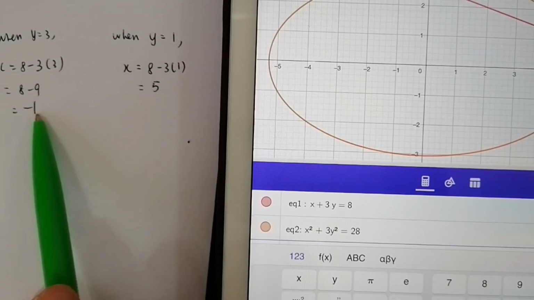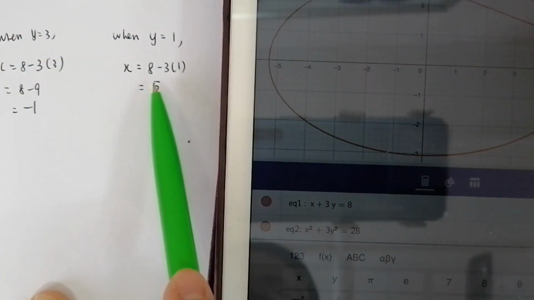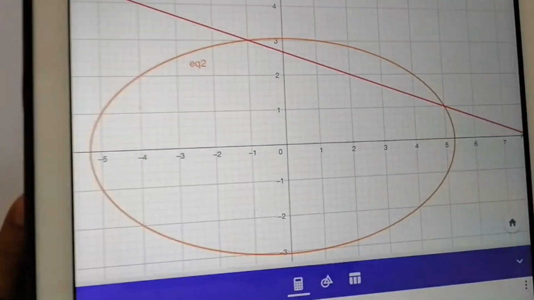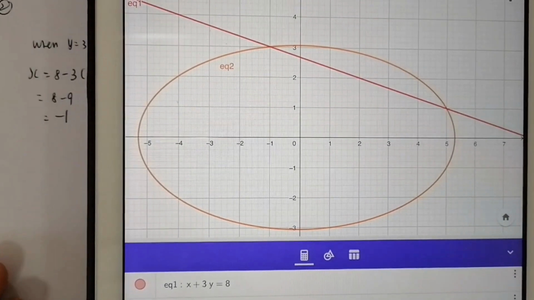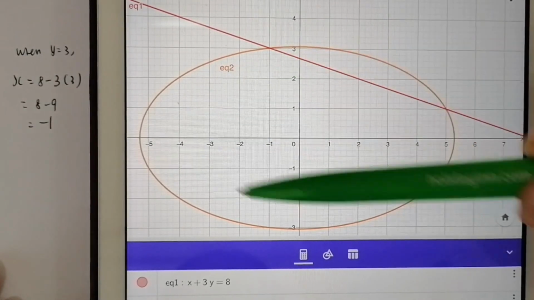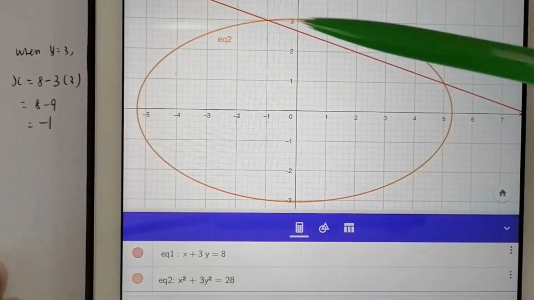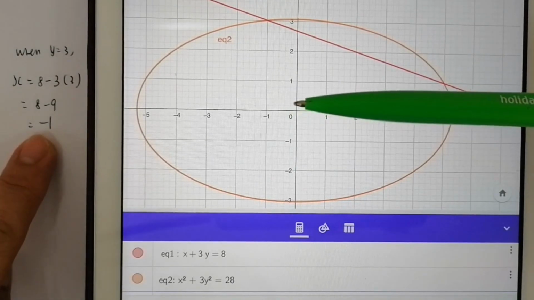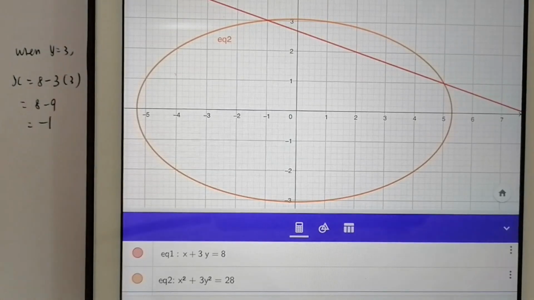When x equals negative 1, y is 3, that is one pair, and x is 5, y is 1 is another pair. If, for example, I plot it using GeoGebra, you can see that the first pair is actually the intersection point between the two graphs. The first one is the straight line. The second one is in the oval shape. Do you notice negative 1, 3? This is the first point of intersection.